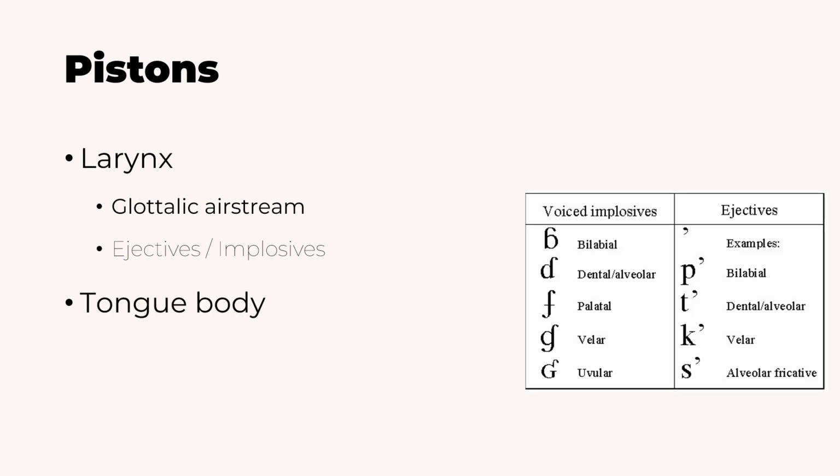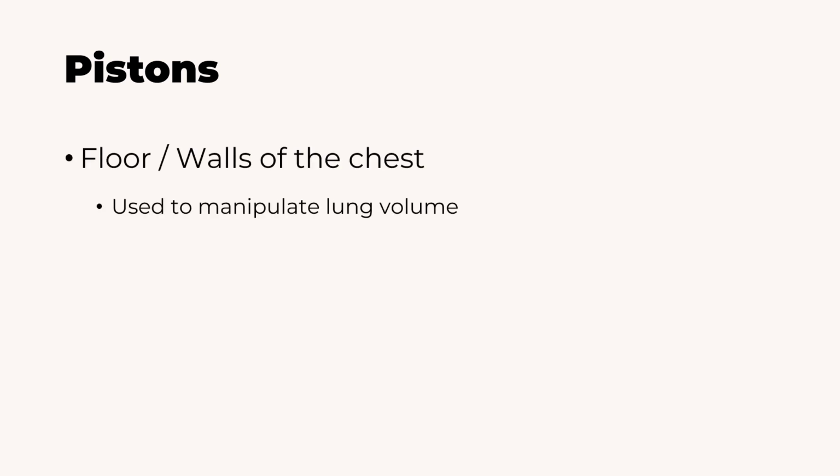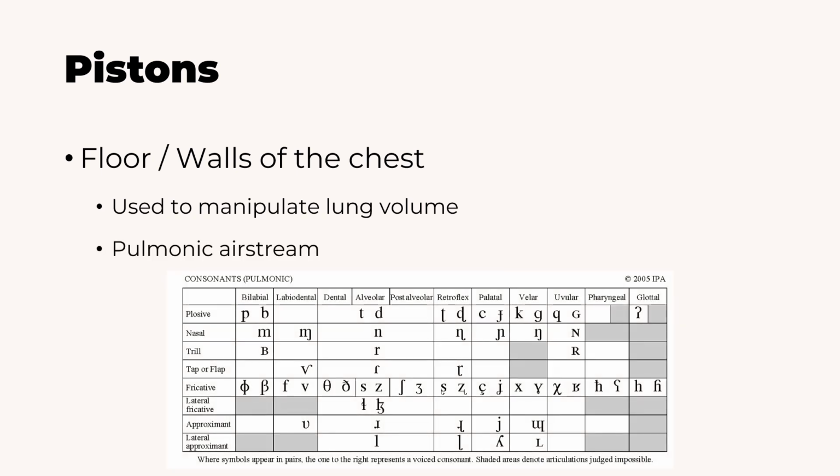Next, the tongue body is used to create a velaric airstream by changing the pressure within the oral cavity. This way, click consonants are produced. Lastly, there are the floor and walls of the chest, or more generally the physiological structures used to manipulate lung volume. These pistons are used to create a pulmonic airstream, which is used for the pulmonic consonants in the IPA, for example. Then there are air valves.